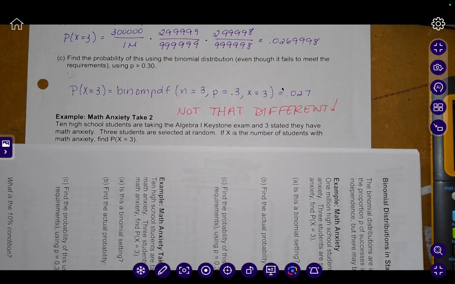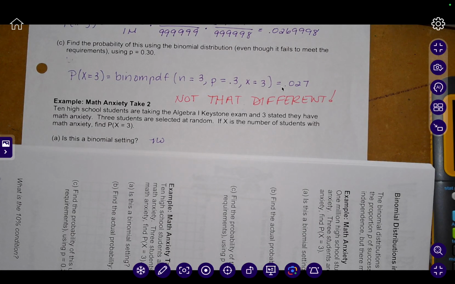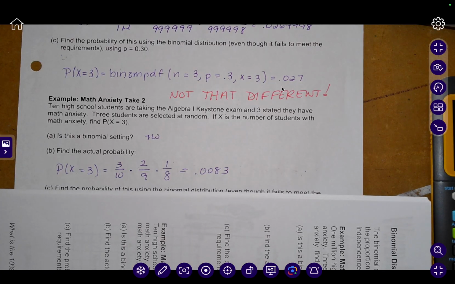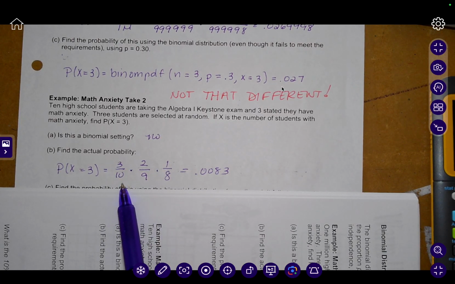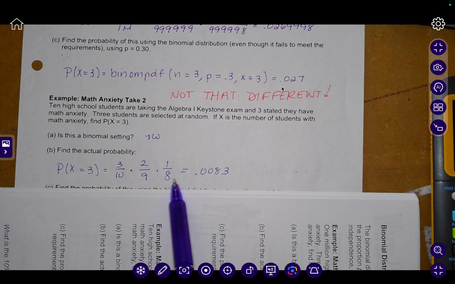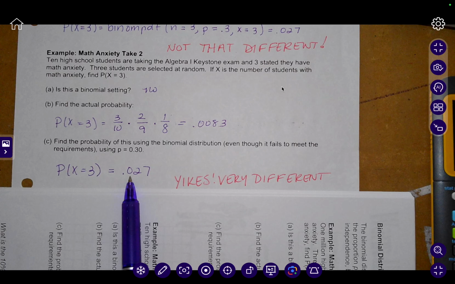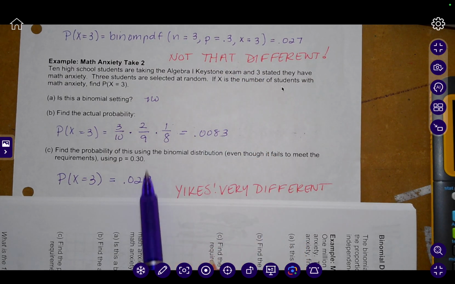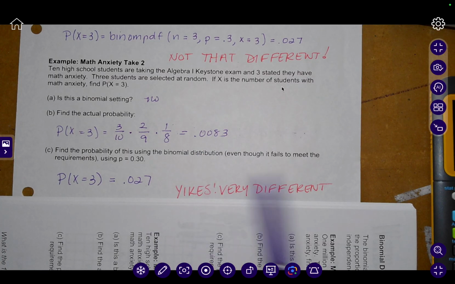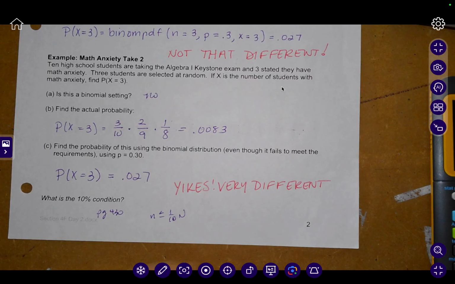Again, the idea here is that it's still not binomial. If I have 10 and I take one out, it's clearly going to impact my probability. They're not going to be independent. The first one having the anxiety is 3 out of 10. Down a kid, now you're at 2 out of 9. Down another kid, 1 out of 8. That's your probability. In this case, it didn't work. It was very different. The reason for that is this idea of the 10% condition.